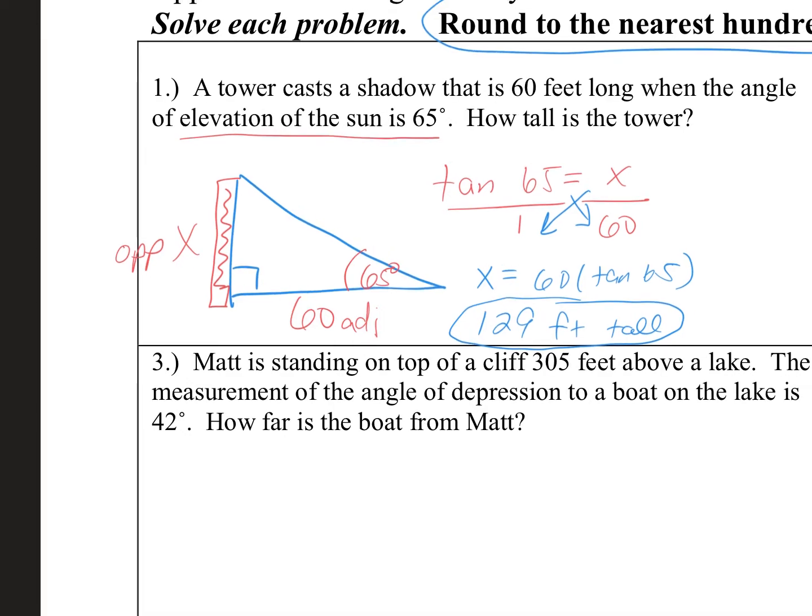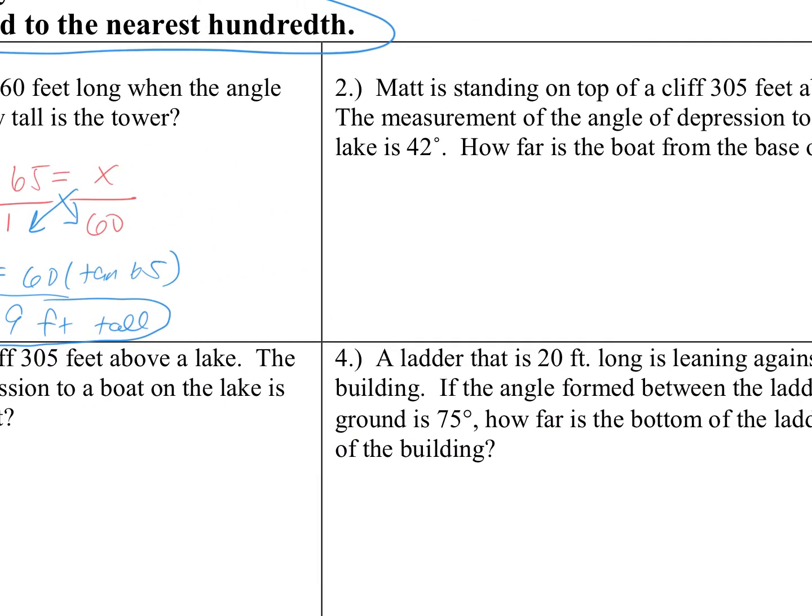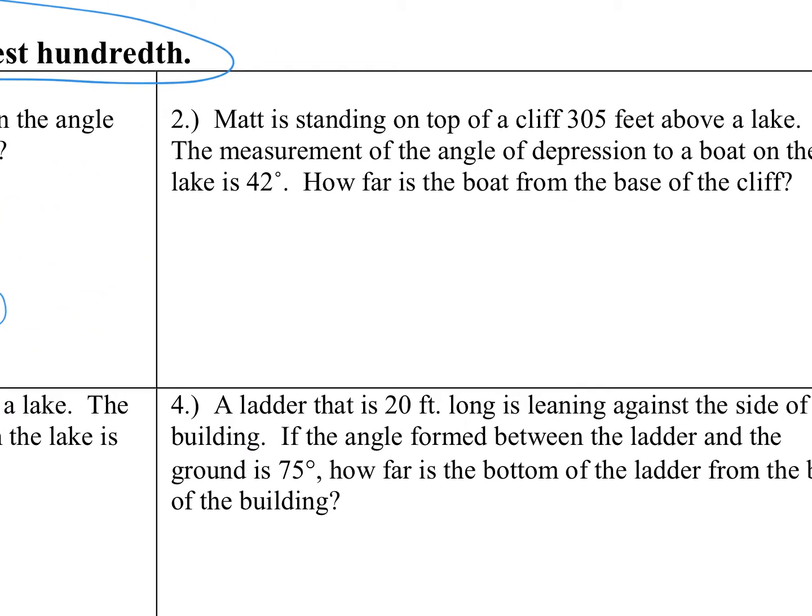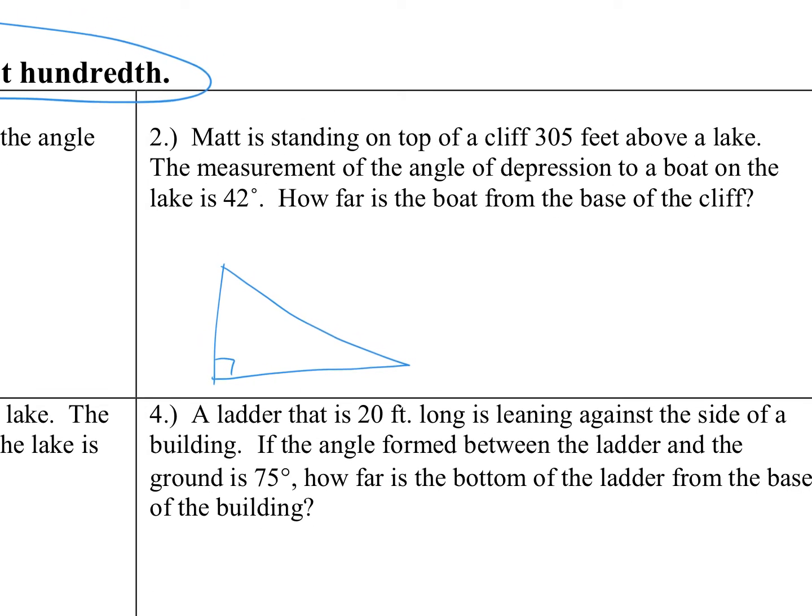So I'm going to go through and set a couple of these up. I'll let you guys finish them. I just want to make sure we get to the challenging ones first, and I want to answer some 30, 60, 90 questions. So now we have our friend Matt. Okay, here's Matt. Hold on, let's draw a right triangle. It says Matt is standing on top of a cliff 305 feet above a lake. The measurement of the angle of depression to a boat on the lake is 42 degrees. How far is the boat from the base of the cliff?